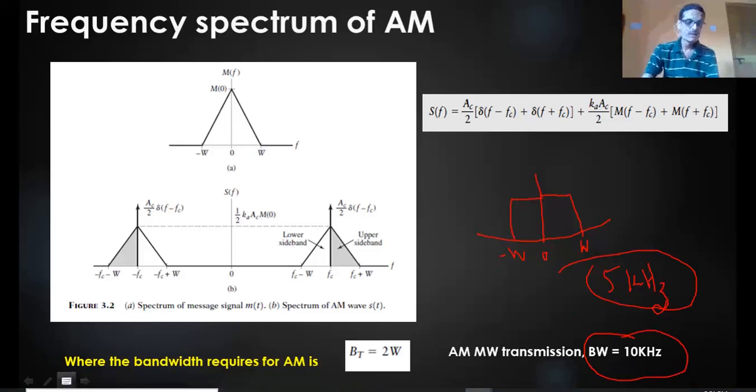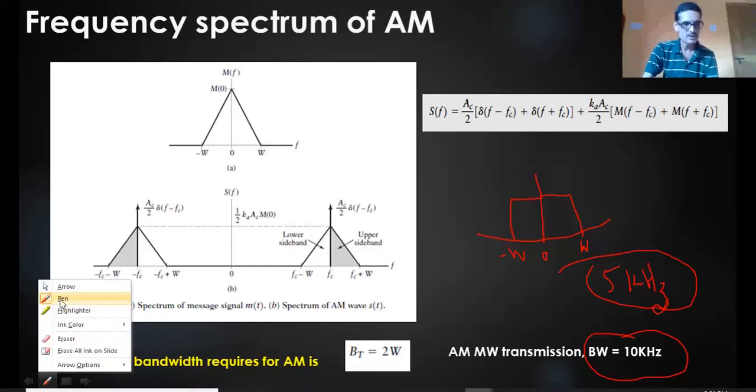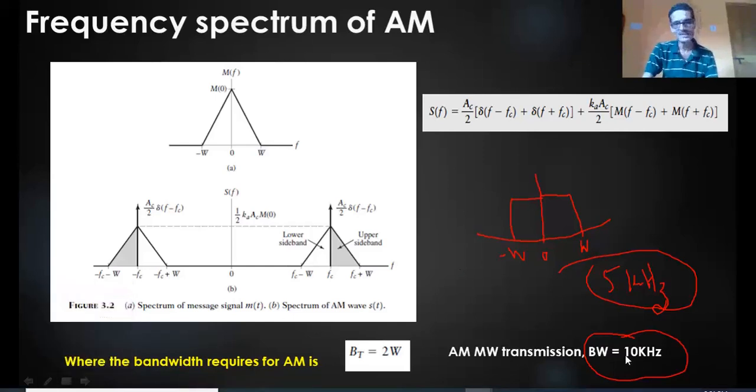The TRAI or whatever spectrum allocation agencies allocate just 10 kilohertz of bandwidth for AM medium wave transmission. This is the standard bandwidth allocated for AM transmission.